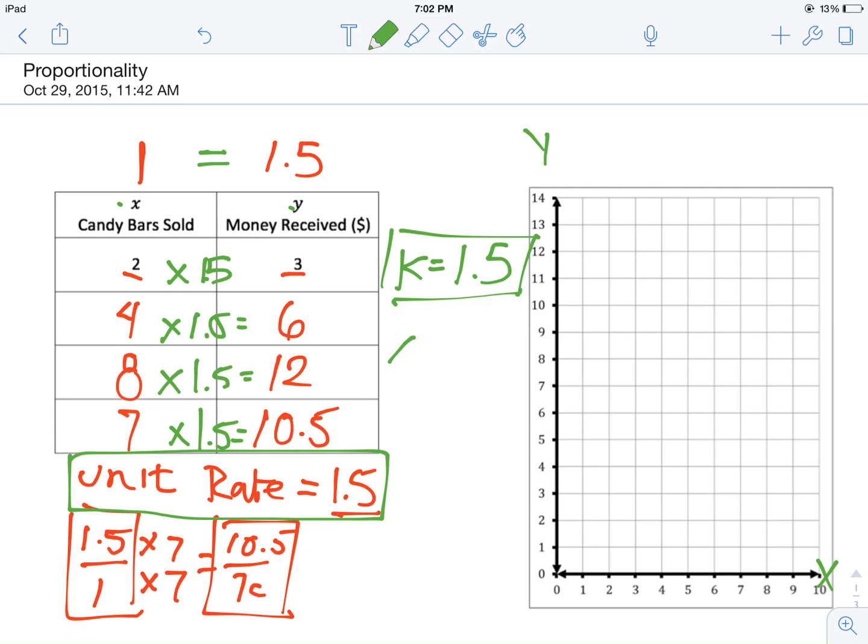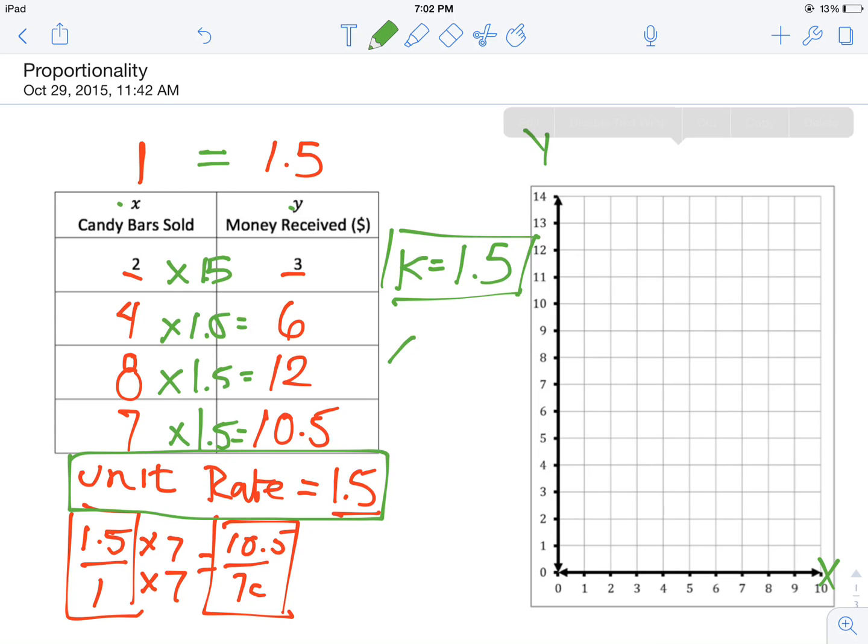So our first one, we'll just say 1 and 1.5. And the next one was 2, 3. So we'll put another dot right there. And the next one was 4, 6. So we'll put a dot right there. And the next one was 8, 12. Oh, way up here. 8 is right there. And the last one, 7, 10.5. So it backed up a little bit here.